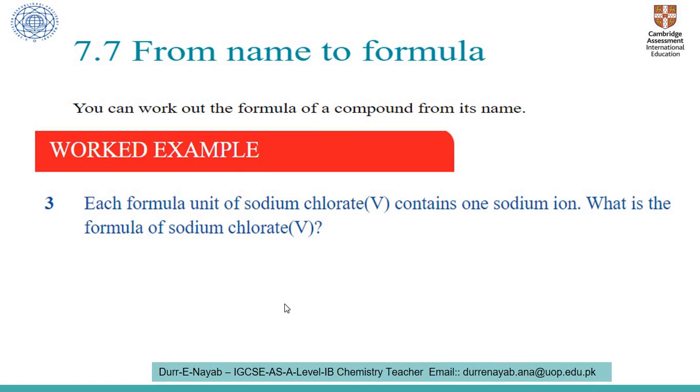Now today we are going to start with a new topic, that is 7.7, from name to formula. I will be giving you a name, or in the exam a name will be given, and you are going to predict the formula for that compound. For example, they have given us a name, sodium chlorate(V). In the bracket there is a Roman numeral 5 written here. So we have to work out the formula of a compound from this name. What is the formula of sodium chlorate(V)? This is the question to be answered.